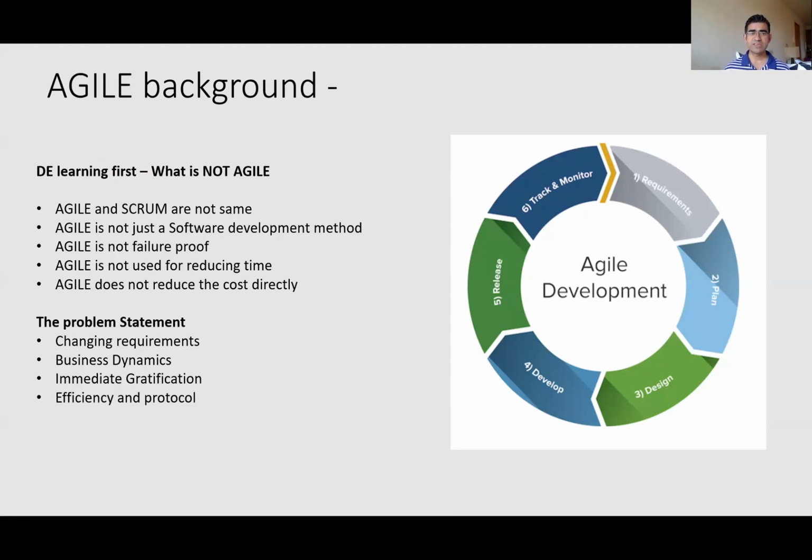So first, Scrum and Agile are not the same. Many people who are not very familiar with Agile and Scrum consider Scrum is Agile, Agile is Scrum. They are similar to each other, but that's not the case. Agile and Scrum are different. How they are different, I'm going to talk about in later slides, but just for your information now.